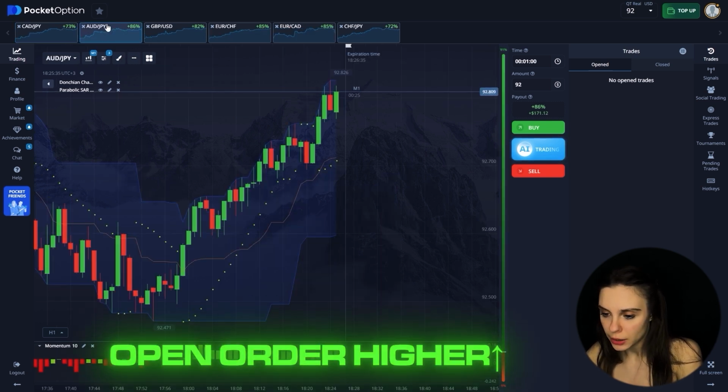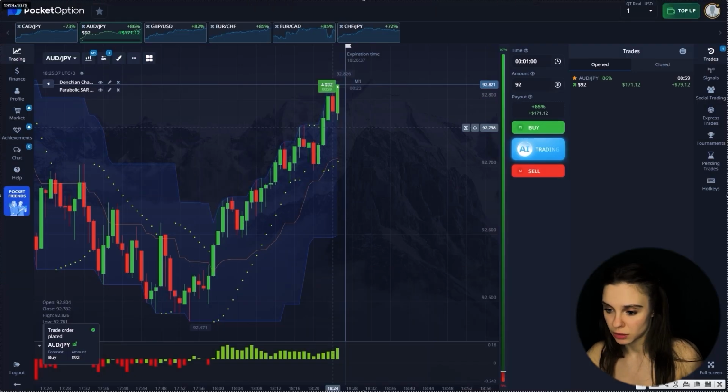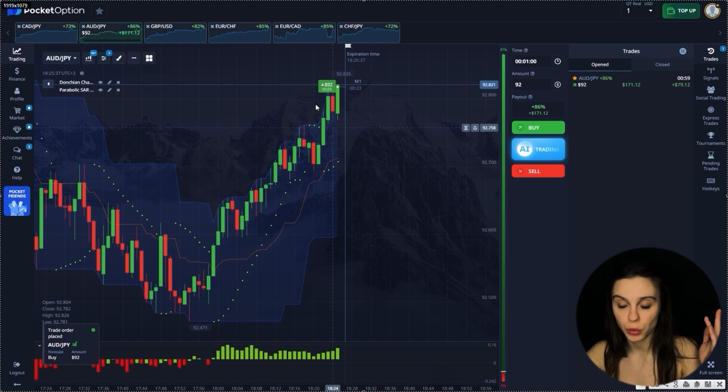Here we are on the second currency pair. Here we open a deal for an increase. This is the simplest possible deal. Here Parabolic XR is below, general upward trend. Parabolic XR is the dots that are below the graph. It means the graph is growing.